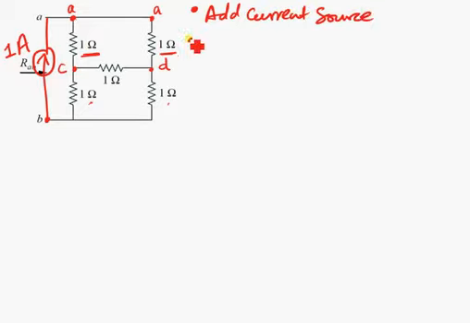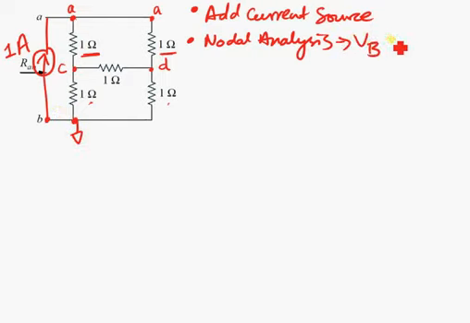Now we're going to use nodal analysis. That means we need to pick a reference voltage. Let's call VB the reference point, so that's equal to 0 volts. All the calculations will be done with respect to that point.